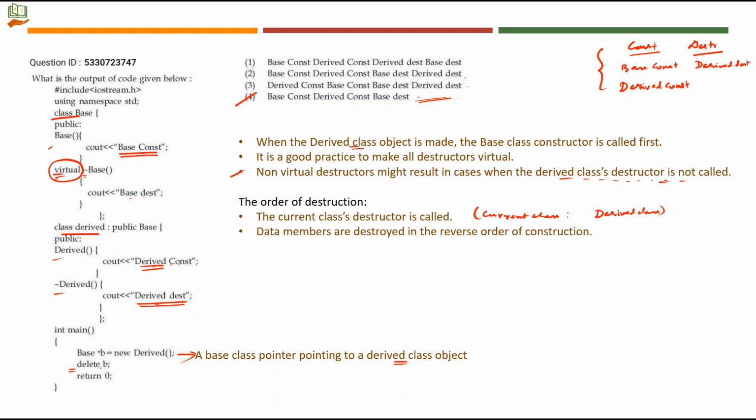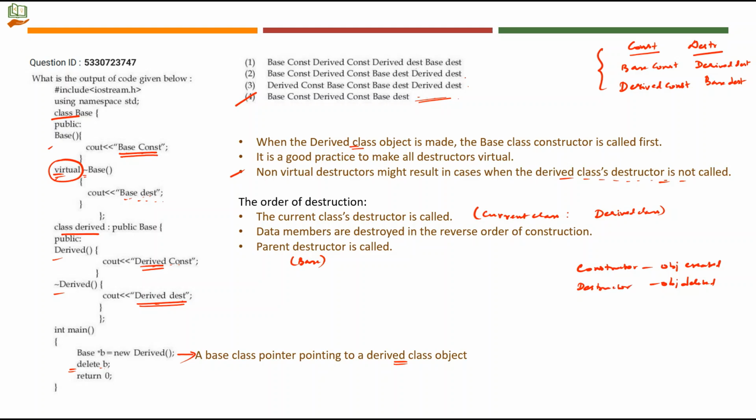Data members are destroyed in the reverse order of construction. We are not getting into this part as per this code segment. The parent destructor is called. What is the parent destructor? It is the base destructor. So what is the statement here? Base destructor. So initially the constructor will be called when the object is created, and then when the object gets destroyed or deleted, the destructor will be called.